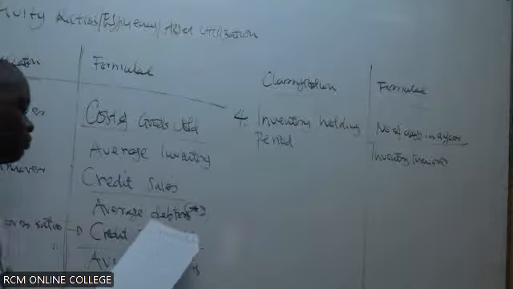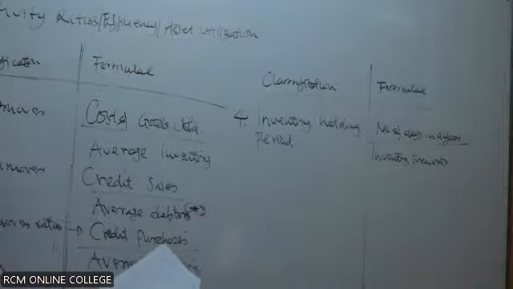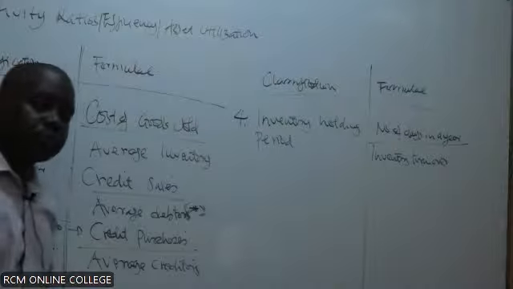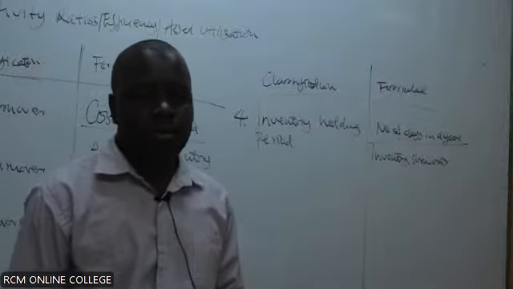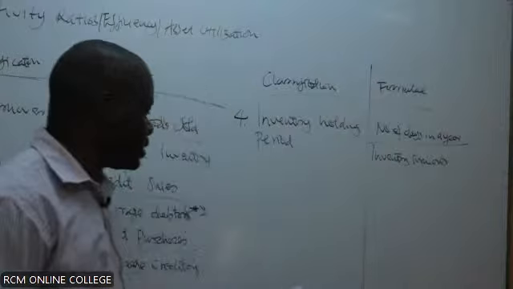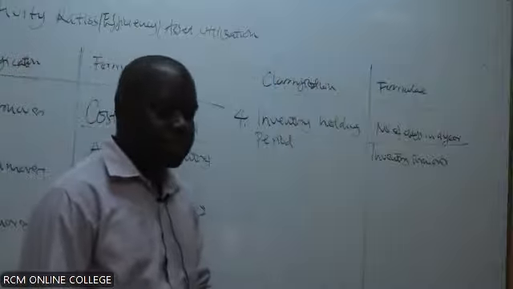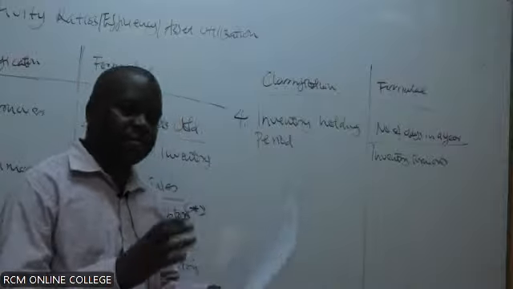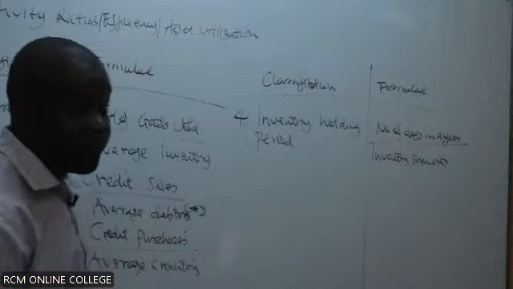Just pick the figure of debtors in the statement of financial position, or creditors in the statement of financial position. Of course, now in this case, it will be indicated as payables. Just pick the figure of trade payables in the statement of financial position, or trade receivables. Don't start looking for opening and closing. Just pick the figure in the statement of financial position as it is.